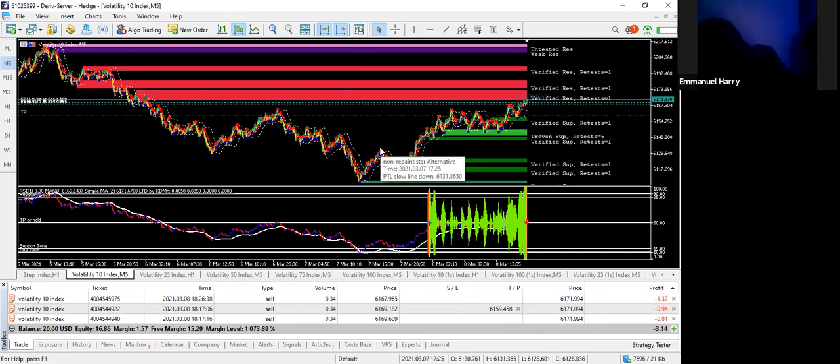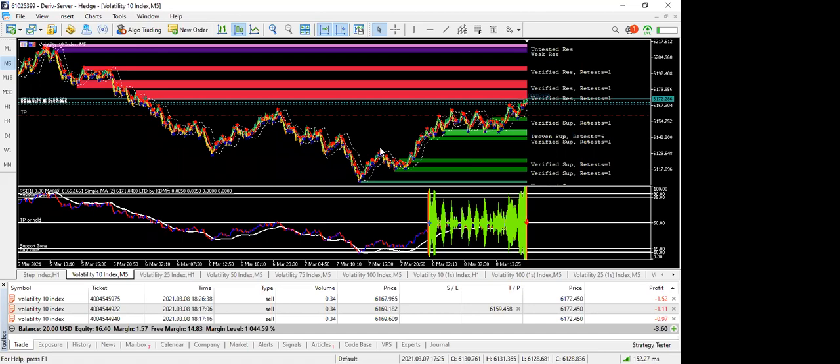Okay. Yeah, for better trading, you said that we should look out for higher time frames. So when we are looking at the higher time frame, should we look at the verified support and resistance and unverified support and resistance? Are those the areas we should look out for?